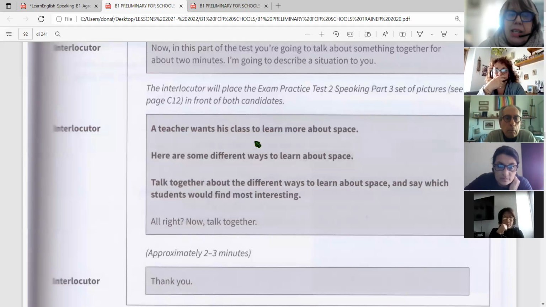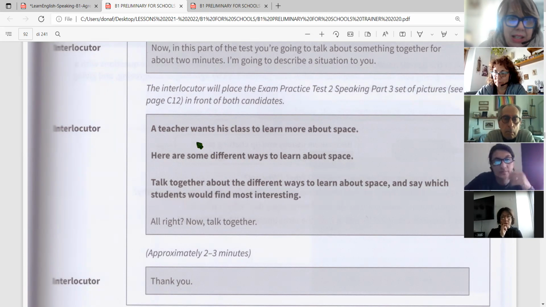A teacher wants his class to learn more about space. Okay, here are some different ways to learn about space. Talk together about the different ways to learn about space and say which student would find most interesting.